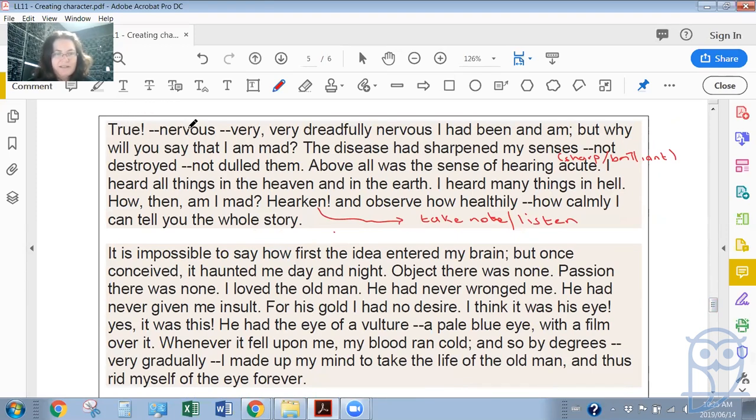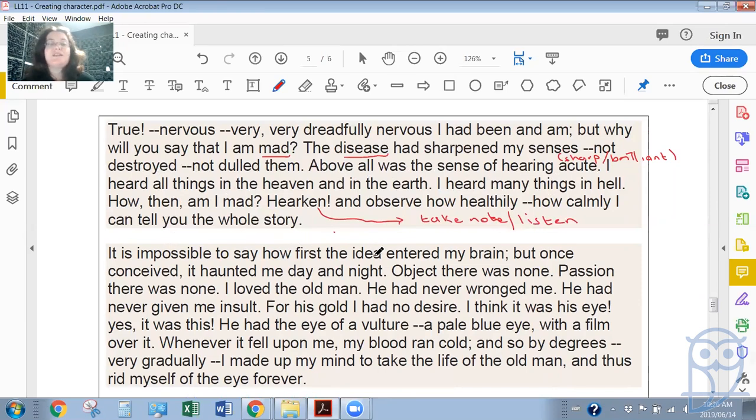True, nervous, very, very dreadfully nervous, I had been and am. But why will you say that I am mad? The disease, this nervousness, had sharpened my senses, not destroyed, not dulled them. Above all was the sense of hearing, acute, yet sharp hearing. I heard all things in the heaven and in the earth. I heard many things in hell. How then am I mad? Hearken, listen, and observe how healthily, how calmly I can tell you the whole story.